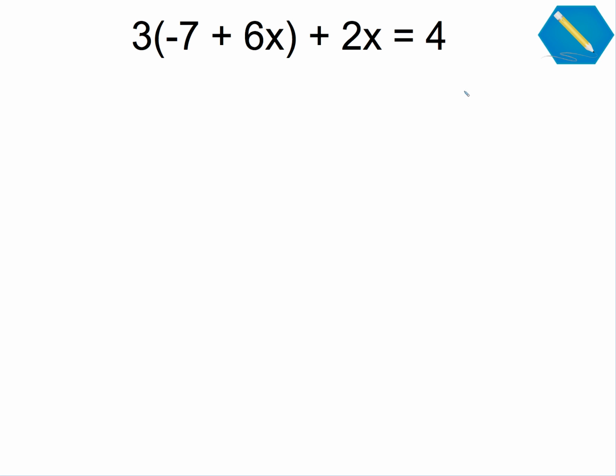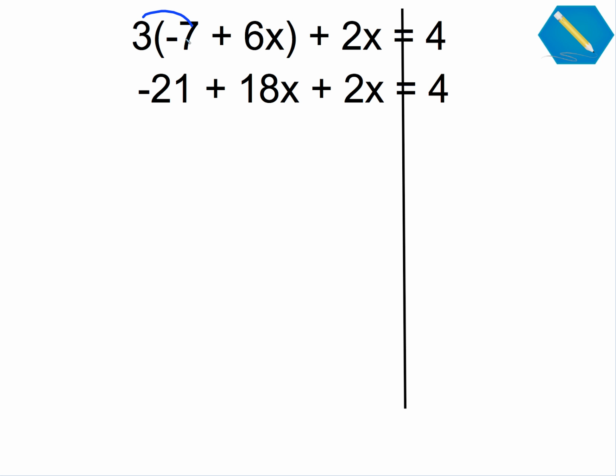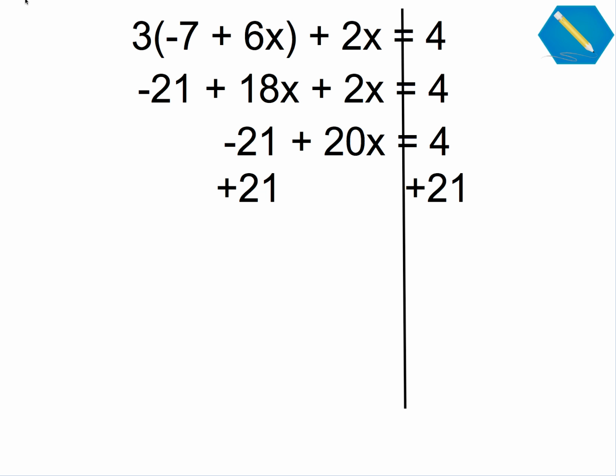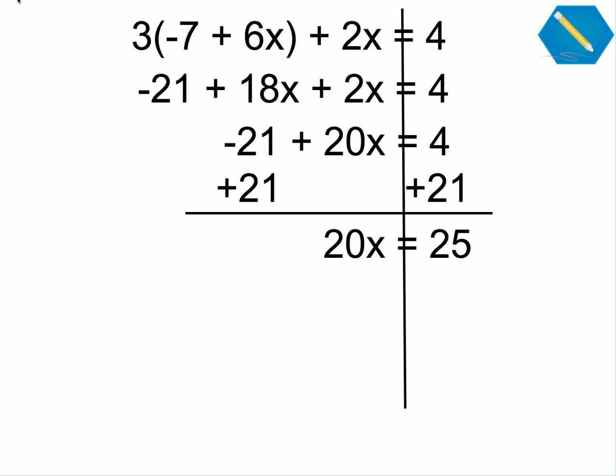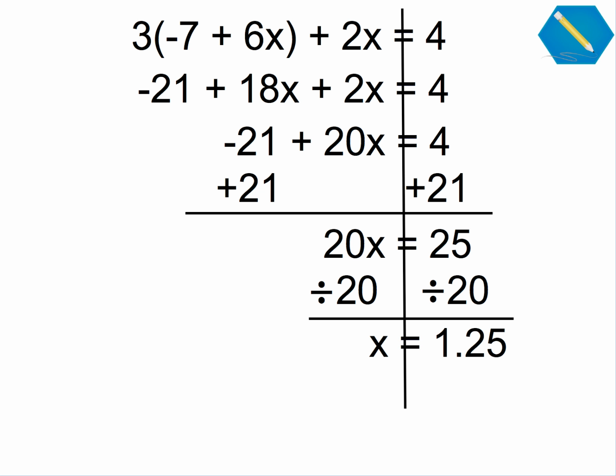Now it's just a matter of solving that equation because we have the same variable. So step 1, use distributive property. So I did 3 times negative 7 is negative 21, and 3 times 6x is 18x. Then combine your like terms. Now we do have like terms because I've got a positive 18x and a positive 2x, which can combine to positive 20x right here. And now we need to undo addition or subtraction, so I'll add 21 on both sides. And that way we get 20x equals 25. And then divide by 20 to get x by itself. And we get x equals 1.25.